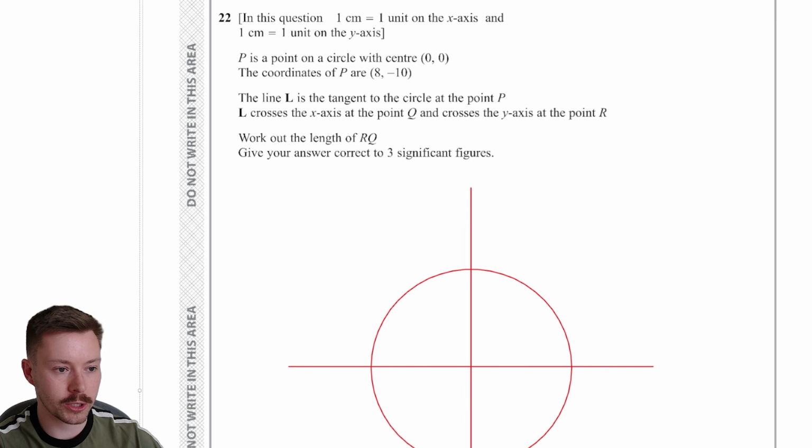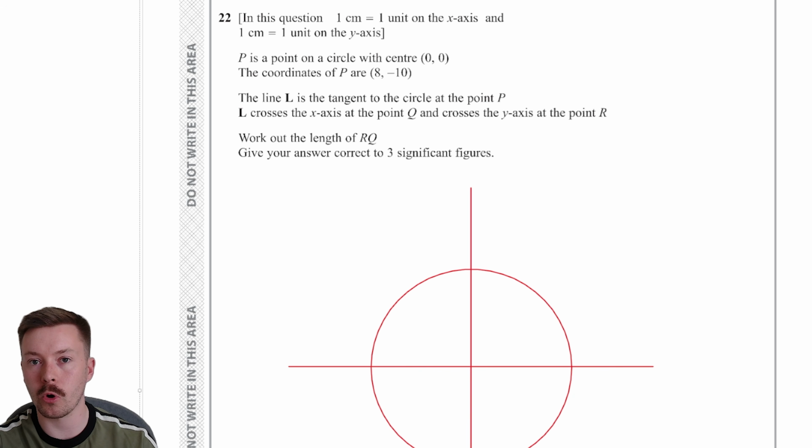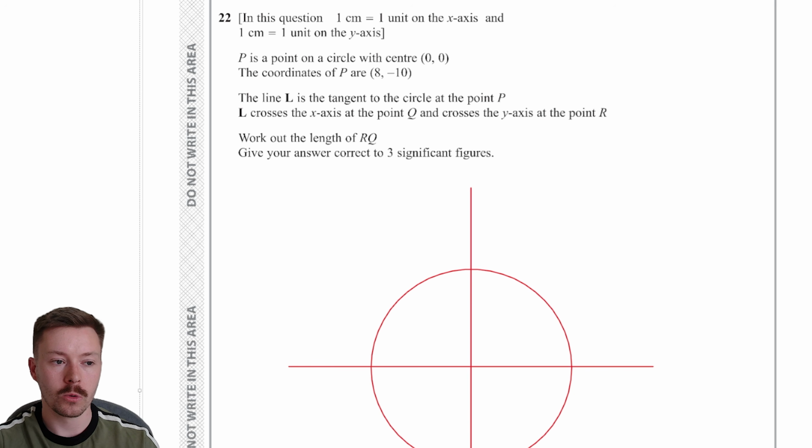Right, there we go. There's my circle. I'm just going to read the question because I've just remembered I haven't actually done that. It says, in this question, 1 centimetre equals 1 unit on the x-axis and 1 centimetre equals 1 unit on the y-axis. P is a point on the circle with centre O, okay? So we've got a circle with centre O, the origin, and we've got some point P. It says the coordinates of P are (8, -10).